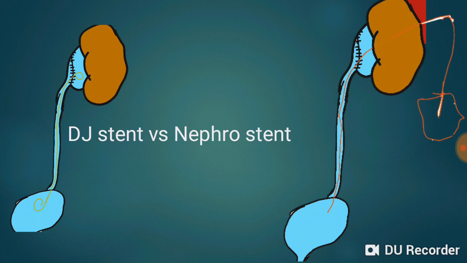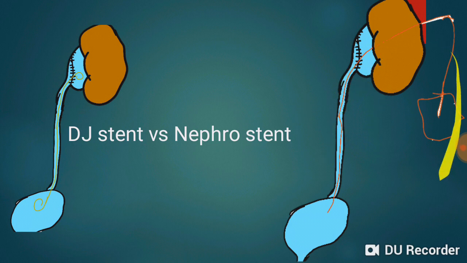The main advantage of the nephrostent is that if there is some suspicion of a vesicoureteric junction obstruction, or some suspicion about a leak, we can put dye through this tube from the outside and we can see whether there is an obstruction or not, or whether there is a leakage or not. That is the advantage of the nephrostent.